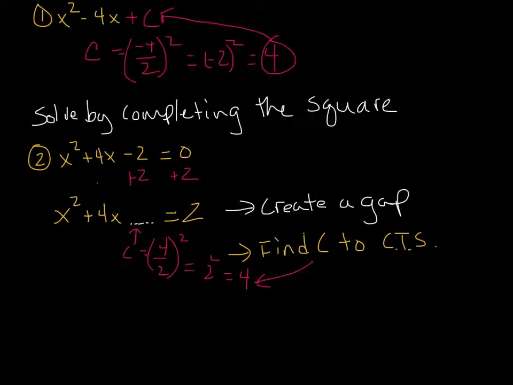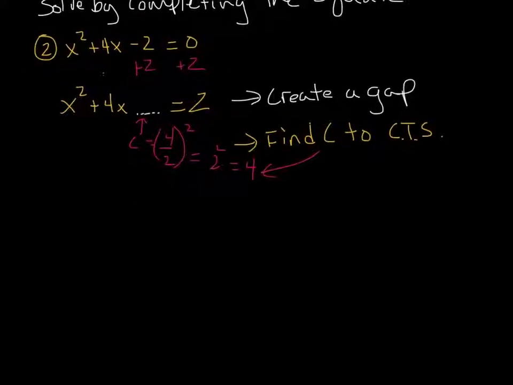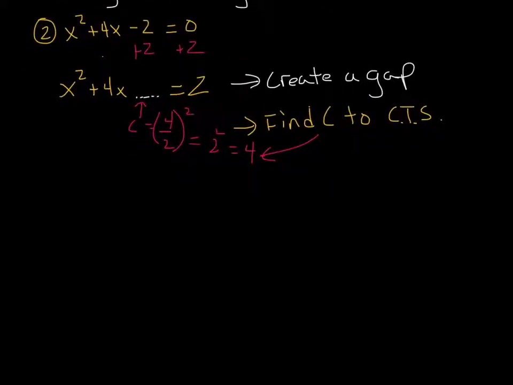So my next move is going to be to add that new term to both sides. So I have x squared plus 4x, and now I'm going to fill my gap with plus 4. So that's what I came up with in the last step. So I found C to complete the square. So this guy right here, this is a perfect square trinomial.